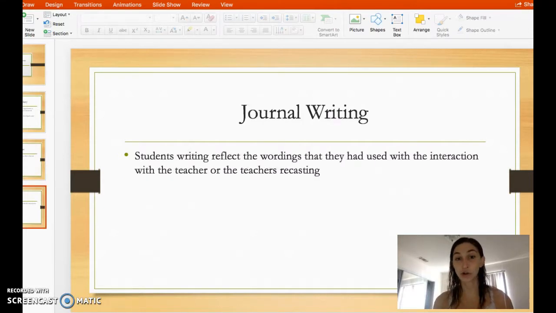And last is the journal writing or reflecting the wordings that they had used with the interaction with the teacher or the teacher's recasting. I know a lot of that can be shown through homework, but having students write out what they learned and discuss it with one another is a great way to assure that the English language learners are learning and that they're understanding the material.